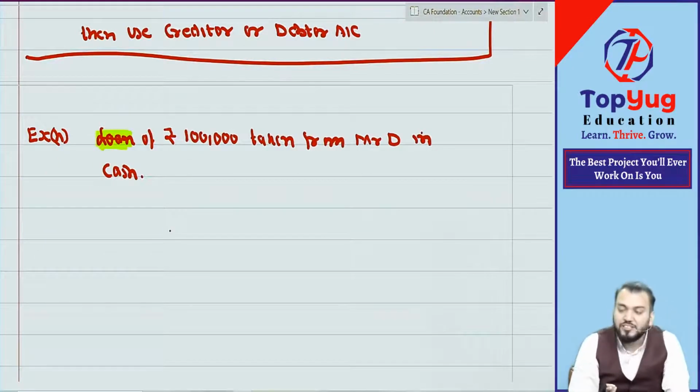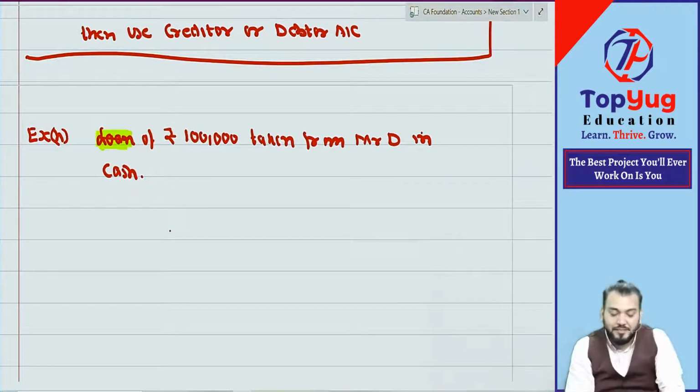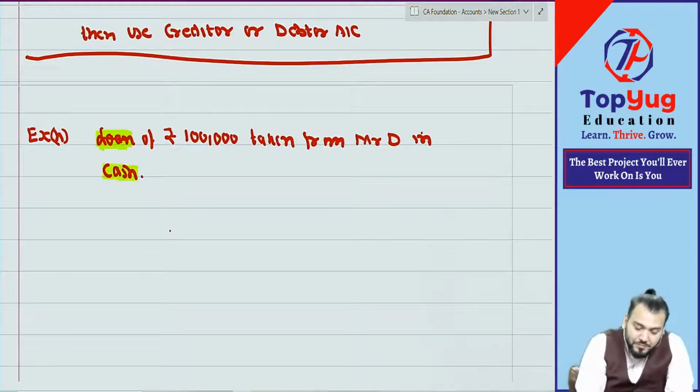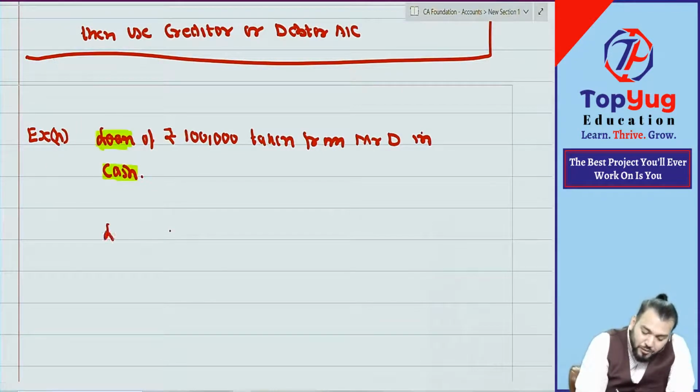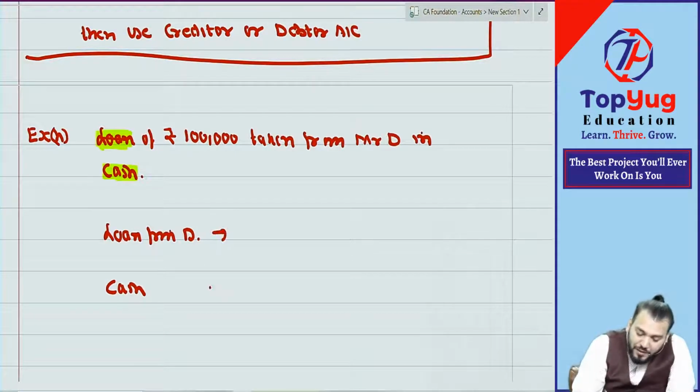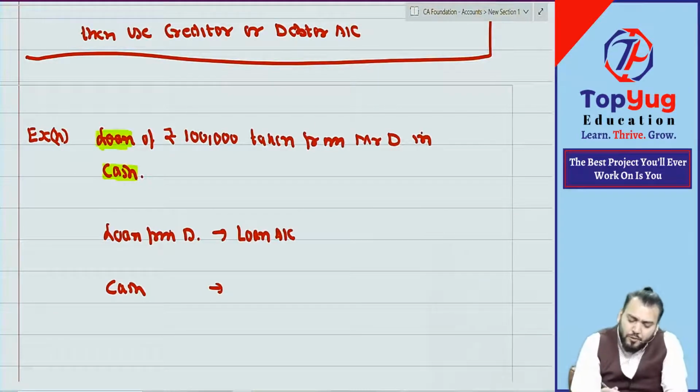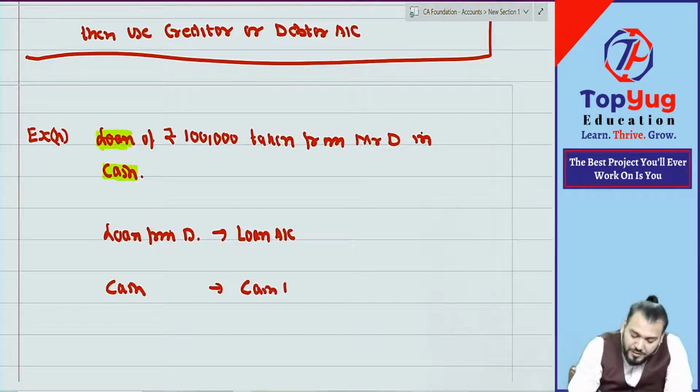Loan from Mr. D. This is one aspect. Understood? And cash. So first write down what the two aspects are: loan from Mr. D and cash. Then find out which accounts will open. You will open a loan account, or you can call it loan from Mr. D account also. And you'll open a cash account for this.